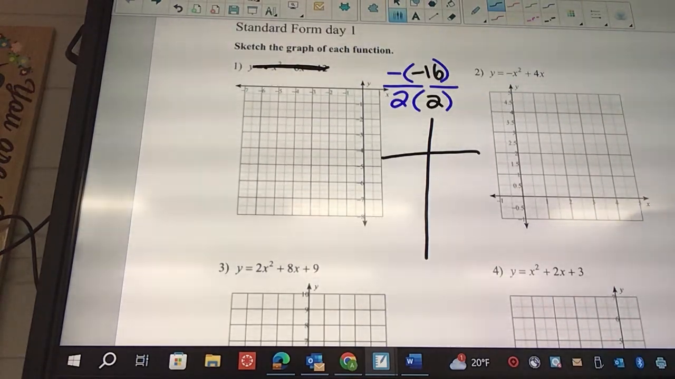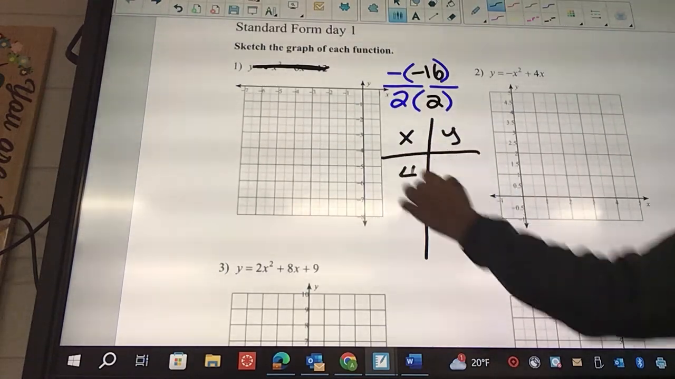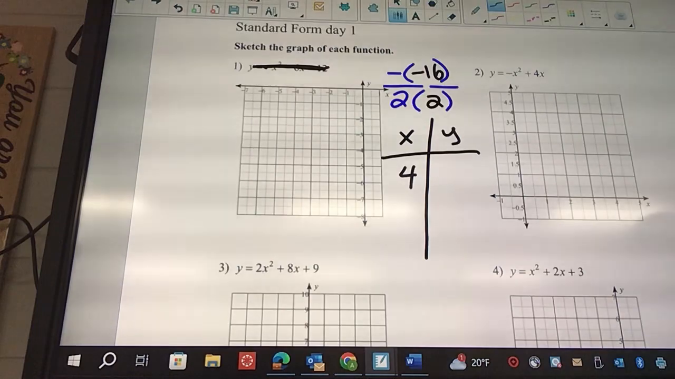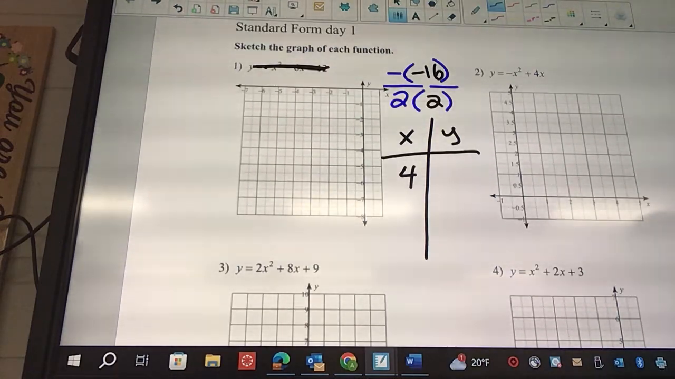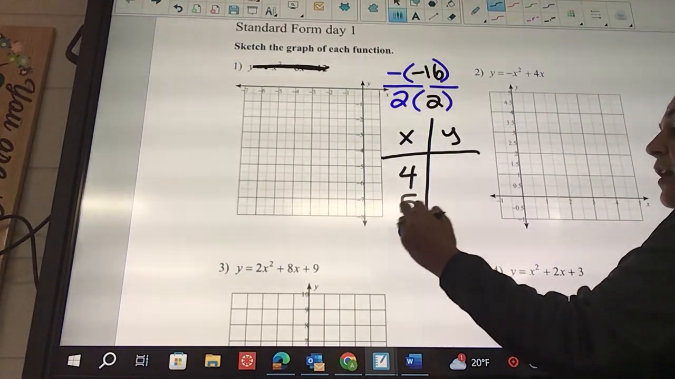You guys got 4? Okay, so 4 is going to go on my list, this is my XY chart. Then what do we need to do next? Before that, we need the numbers next to it: 5 and 6, because on our number line after 4 comes 5 and 6.